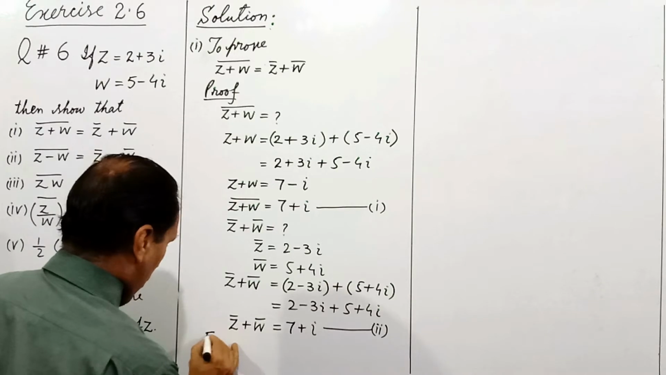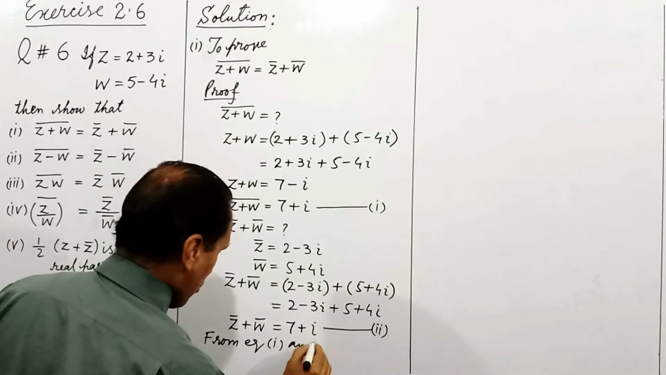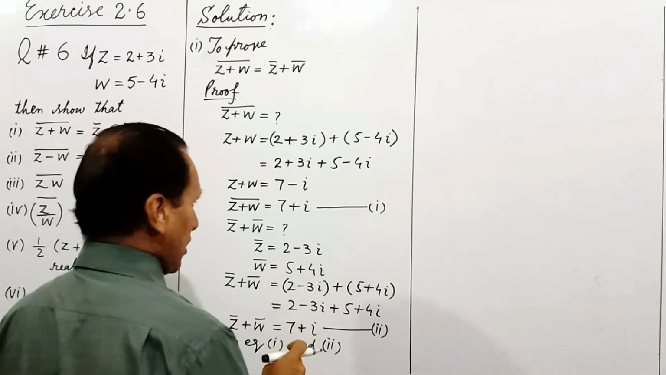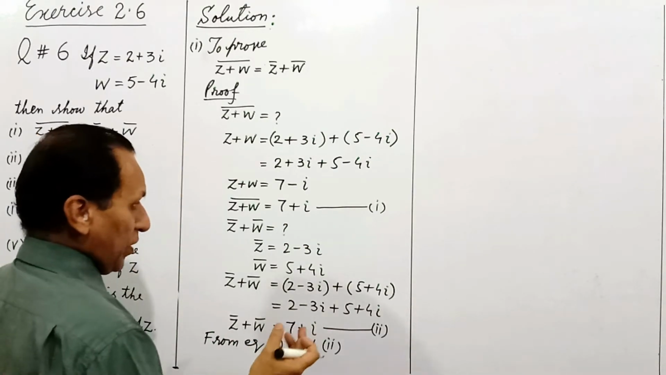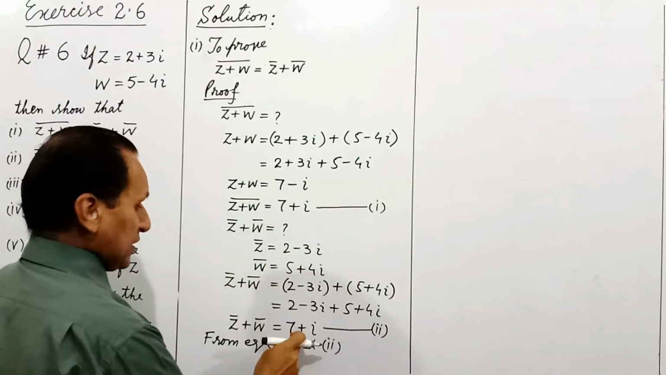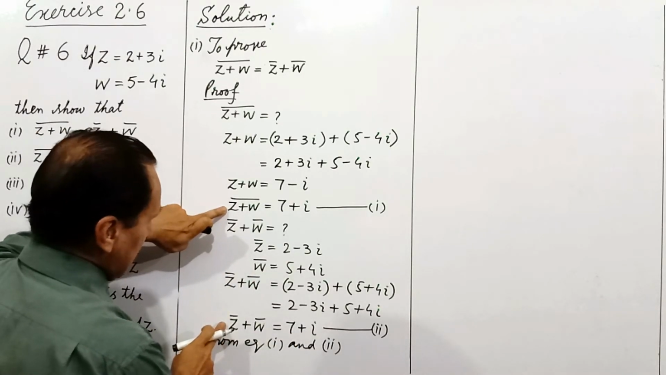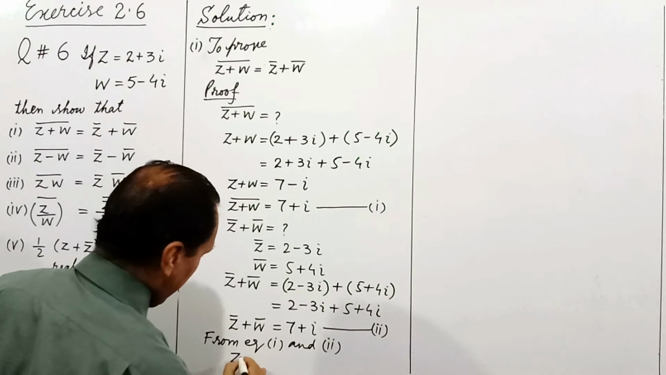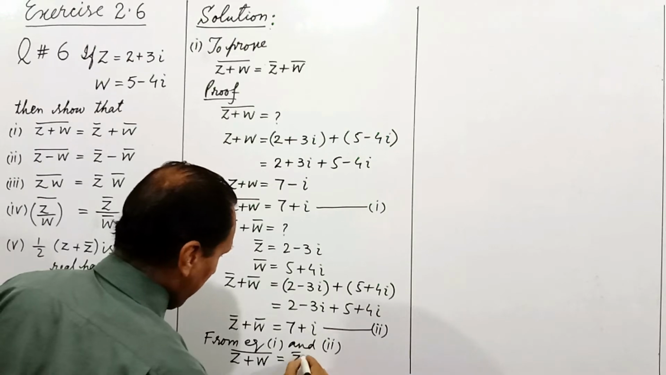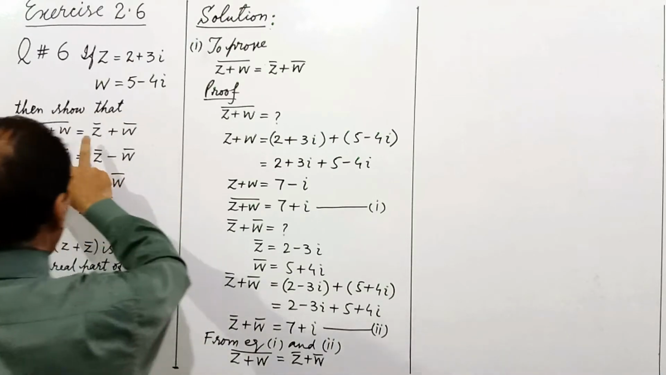So thus from equation 1 and 2, by comparison, we get what? Right hand sides are the same, and according to the transitive property as learned in the lectures on the properties of real numbers, if one side of the two equations is the same, then the other sides are equal. That's why we write (Z + W) whole bar is equal to Z bar plus W bar. So the first part is proved.